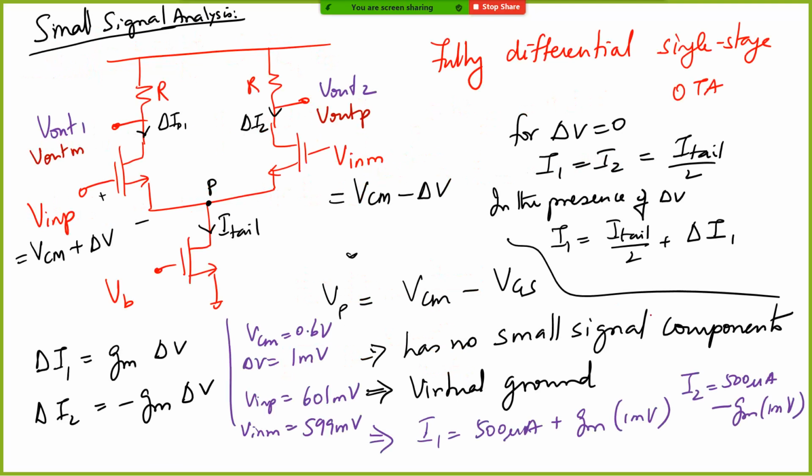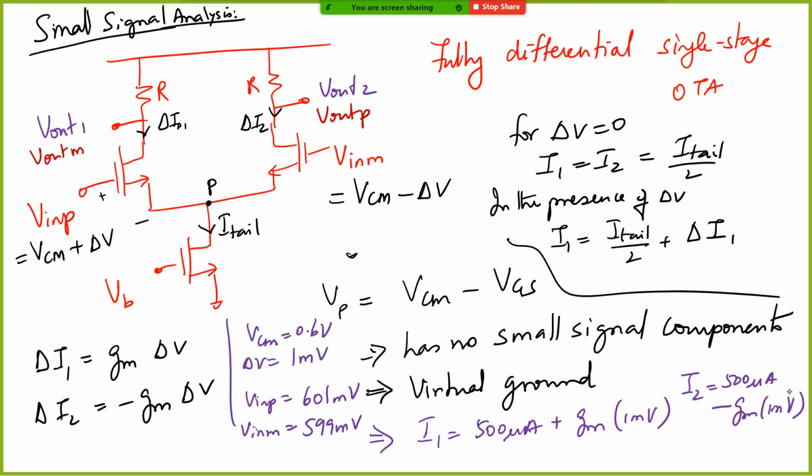Now, I hope you are familiar with the concept of half circuit. What is half circuit? Differential mode half circuit and common mode half circuit. Let's look at the differential mode. Basically, you can say that this circuit is quite symmetric, right? And for a differential signal, we saw that this node P is basically insensitive to the small signal variations, right?